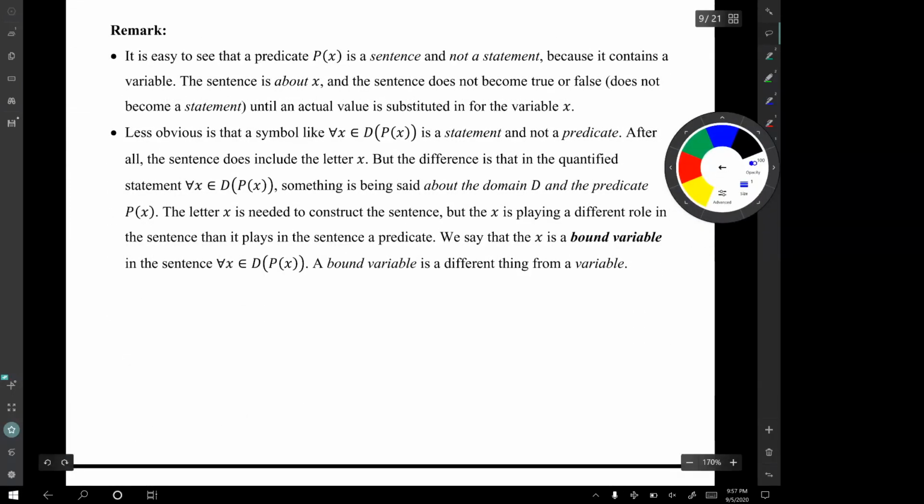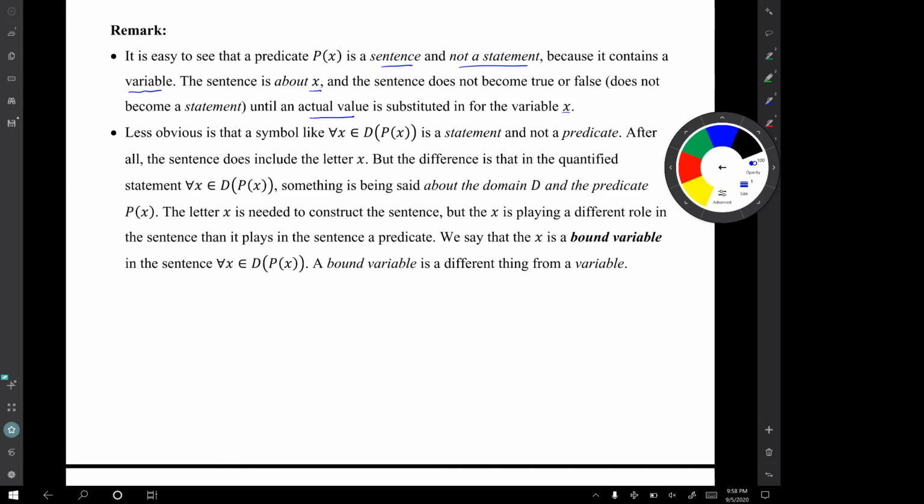Now a couple of remarks. First of all, it's easy to see that a predicate is a sentence, but not a statement, because it contains a variable. The sentence is about x, and the sentence does not become true or false, that is, does not become a statement, until an actual value is substituted in for the variable x.